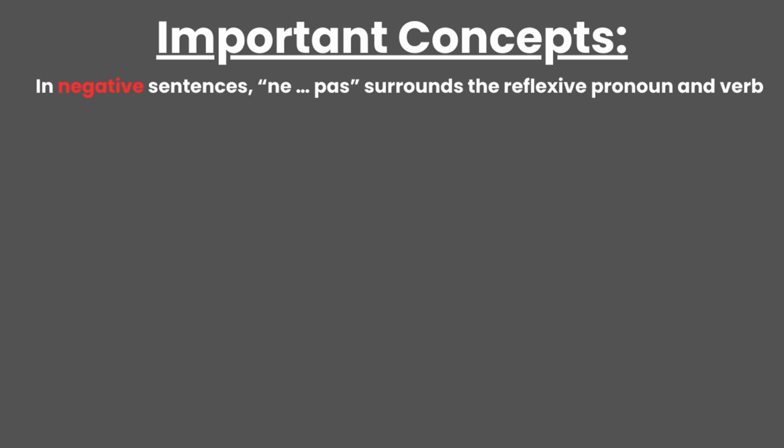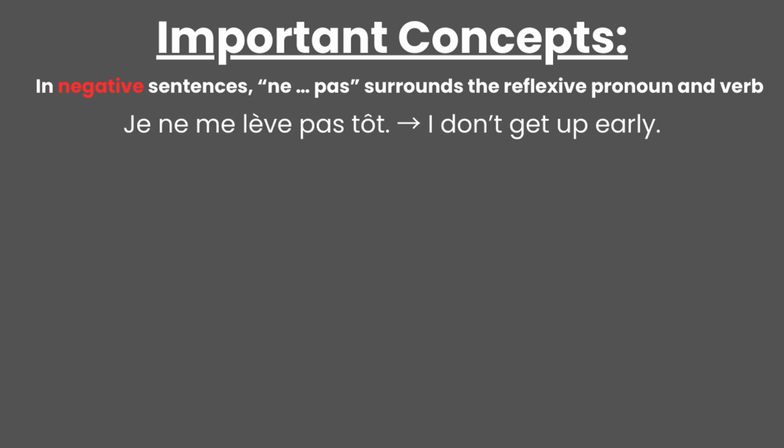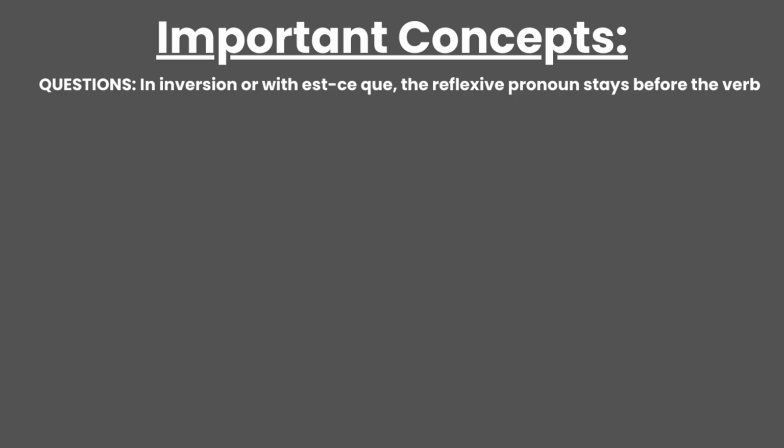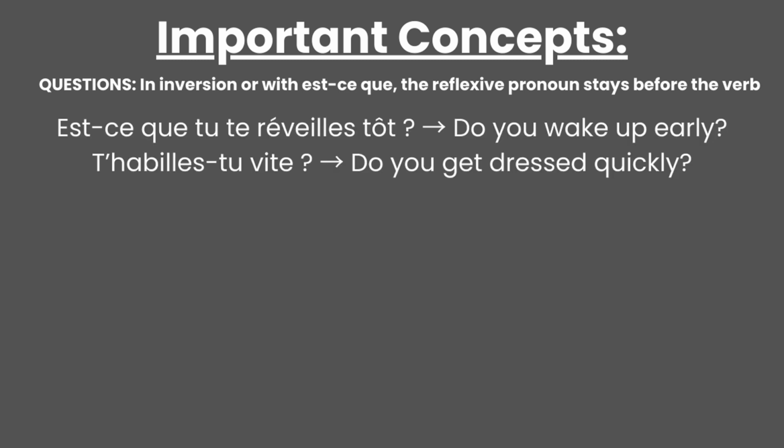In negative sentences, ne, pas surrounds the reflexive pronoun and verb conjugation. Je ne me lève pas tôt. I don't get up early. At the same time, when using reflexives in questions, especially in inversion, or with est-ce que, a reflexive pronoun stays before the verb. Est-ce que tu t'es réveillé tôt? Did you wake up early? T'habilles-tu vite? Do you get dressed quickly?